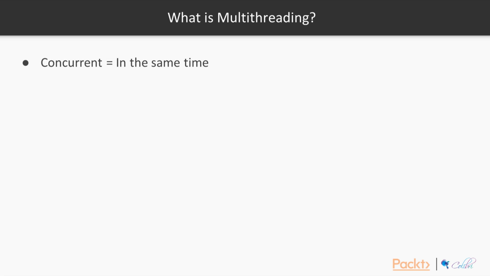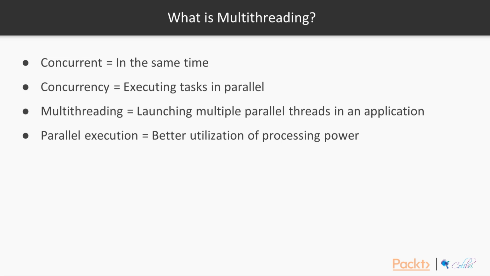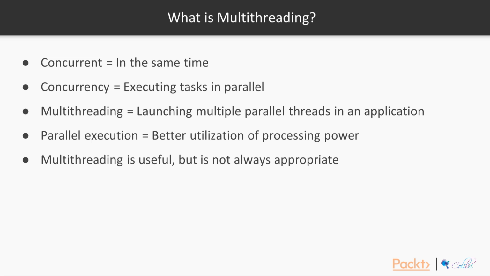First of all, we need to define a few concepts around the topic of multithreading. For example, if we're talking about concurrent execution or concurrency in general, we are talking about executing tasks in parallel. Further on, multithreading for a software developer represents launching multiple parallel threads inside an application. The main benefit of parallel execution is better utilization of processing power. But please bear in mind that while parallelizing tasks can improve performance, multithreading is not always appropriate. We will explain this in detail in the next few slides.